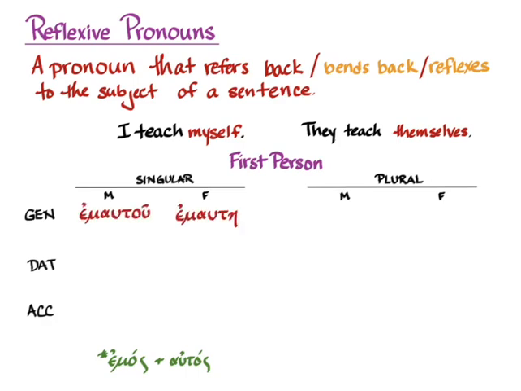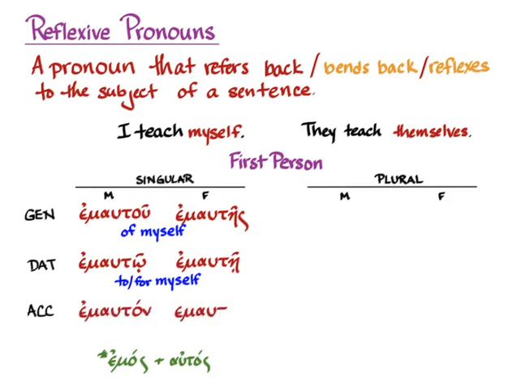In the genitive, it's emautou, emautes, to mean of myself. In the dative, it's emauto, emaute, to mean to or for myself. And emauton, emautein, for the accusative, myself.